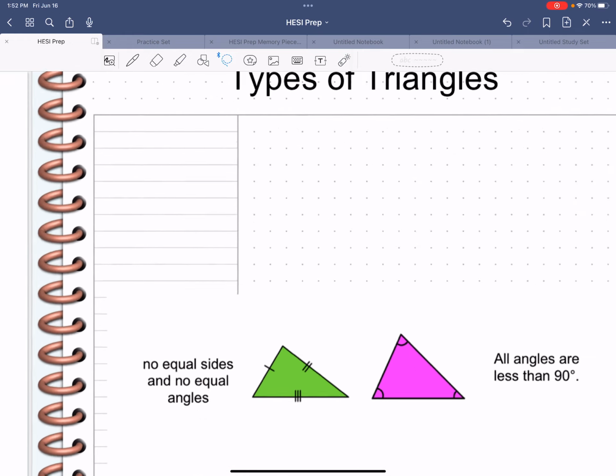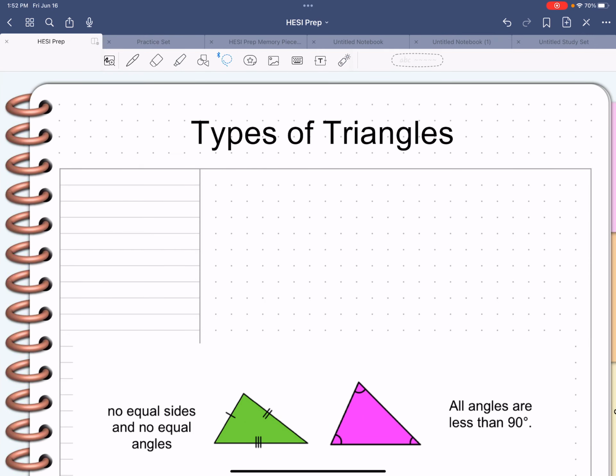Before we get started, though, I want you to know a very important rule. All triangles have a total of 180 degrees. So those internal angles on any triangle will total, they'll add up to 180.